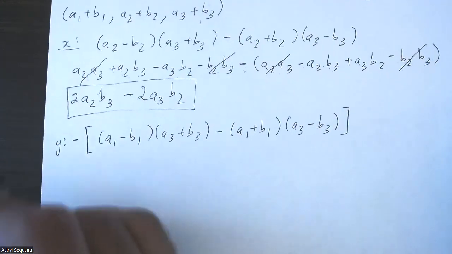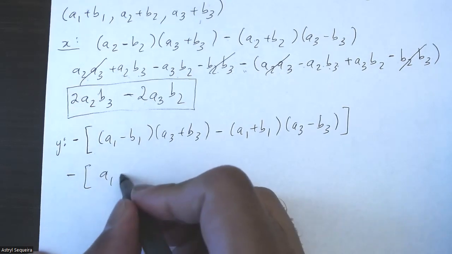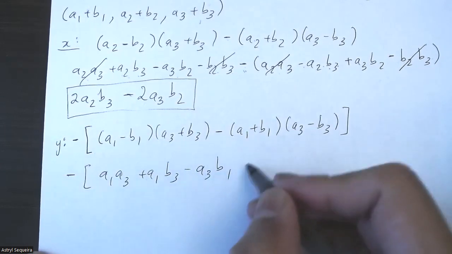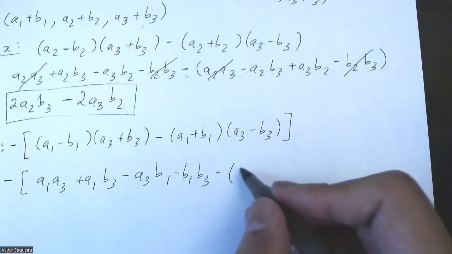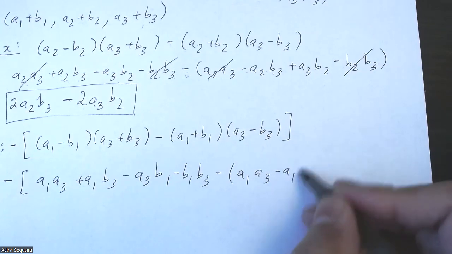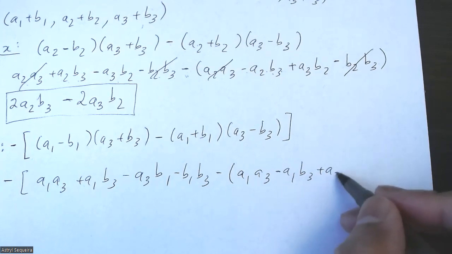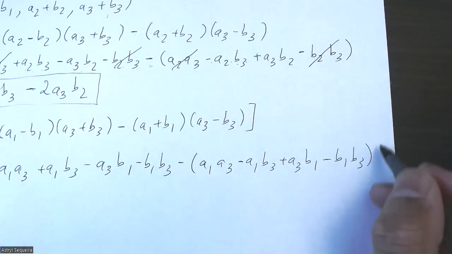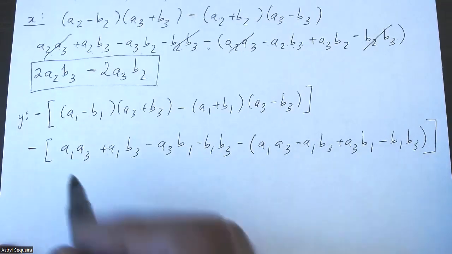Same idea now, you want to FOIL out the brackets. So over here, I'll get A1A3 plus A1B3 minus A3B1 minus B1B3. And over here, I'll get A1A3 minus A1B3 plus A3B1 minus B1B3. Close this. So now again, I'll combine like terms and I'll distribute this negative in the same step.